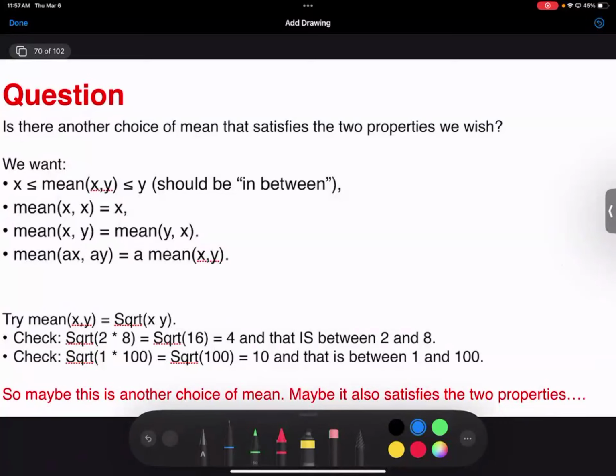So what we're now saying is that the geometric mean of 2 and 8 is 4. What's the arithmetic mean? 5. The geometric mean of 1 and 100 is 10. What's the arithmetic mean? 50.5. Yeah. Do you think the arithmetic mean is always greater than the geometric mean? We've got 2 data points.